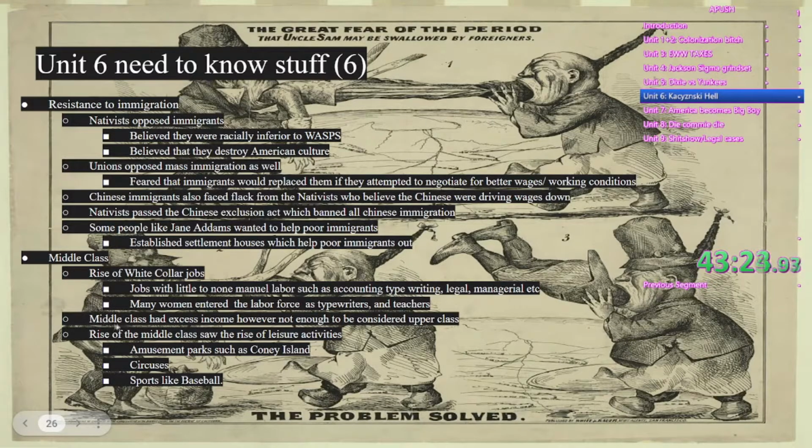The middle class had excess income, however, did not have enough to be considered upper class. So that's basically what made them middle class, sort of in between upper and lower classes. The rise in the middle class also saw the rise of leisure activities. So you saw the rise of amusement parks, circuses, and sports like baseball and football.